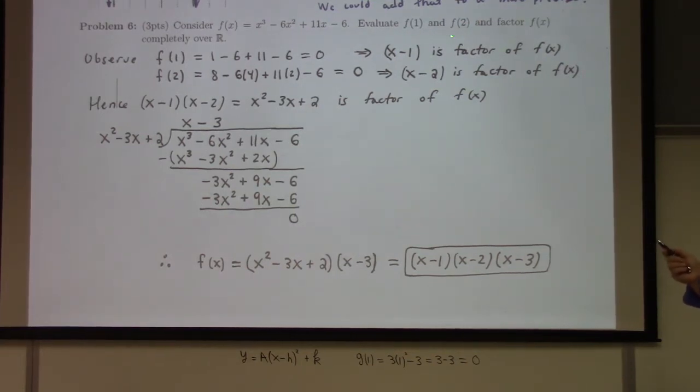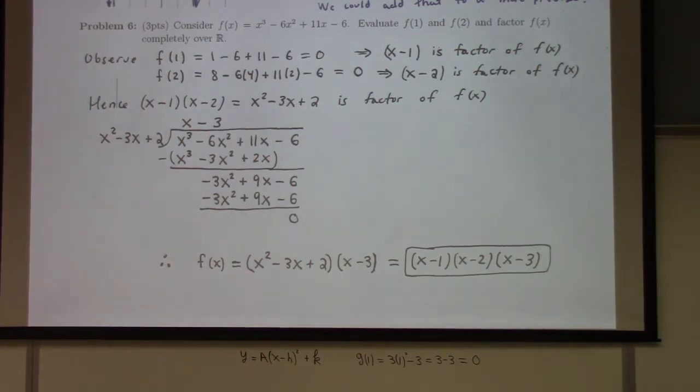So I tell you evaluate f of 1 and f of 2. F of 1, if we plug it in, what do we get? We get 1 minus 6 plus 11 minus 6, which is 0, right? If we plug in 2, we get 2 cubed, which is 8, 6 times 2 squared, which is 4, so 6 times 4 is 24, and then 2 times 11, 22. So if you look at it, we've got 8 minus 24 plus 22 minus 6 is 0. So both 1 and 2 give you 0.